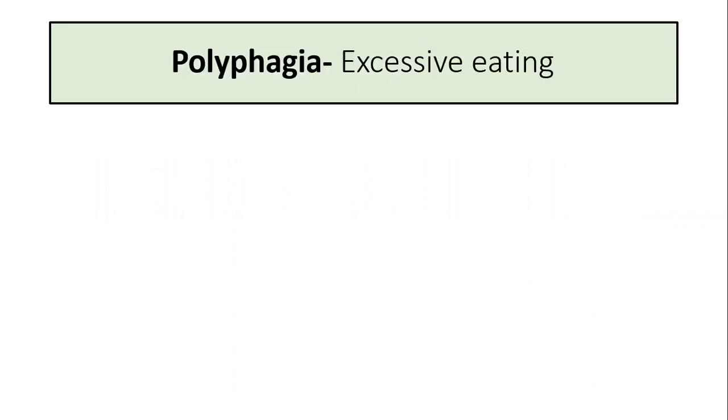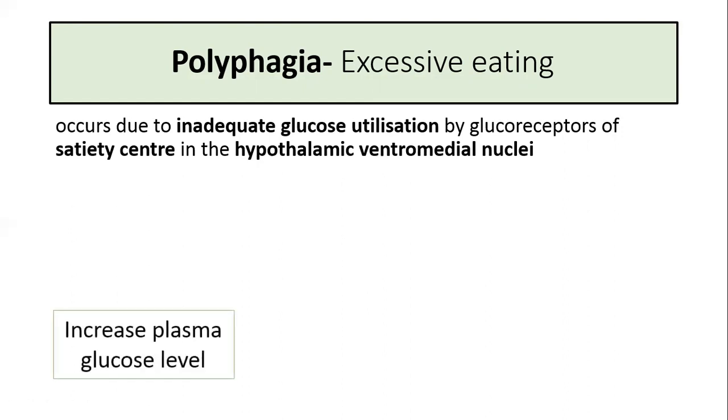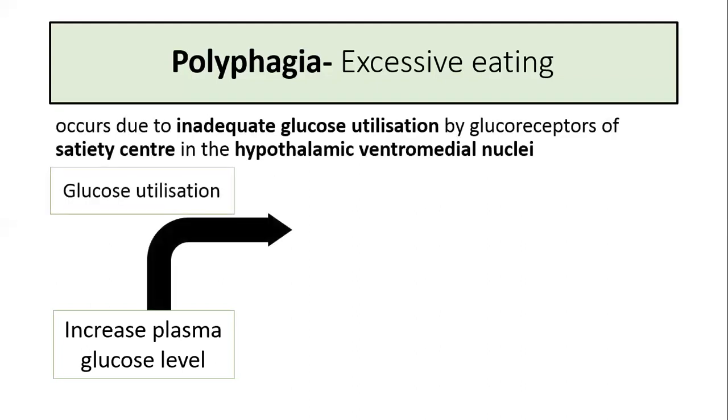What we mean by polyphagia is excessive eating, and polyphagia in diabetes mellitus can be explained by the glucostatic theory. It occurs due to inadequate glucose utilization by the glucoreceptors of the satiety center in the hypothalamic ventromedial nucleus. Normally, in a healthy individual, after food intake, there will be an increase in the plasma glucose level. This increase in the plasma glucose level will cause an increase in the glucose utilization of the cells of the satiety center, which act as glucoreceptors.